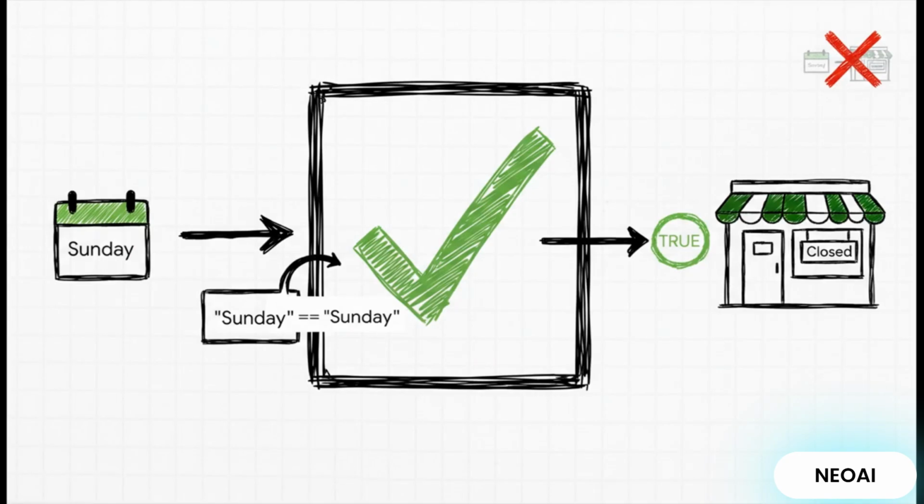And the answer is option A. It makes sense, right? We want to know if today is Sunday. So we check if today is exactly equal to Sunday. If you picked B, think about what that's asking. It's asking if today is not Sunday. That would tell us when the store is open, which is the exact opposite of what we were looking for.